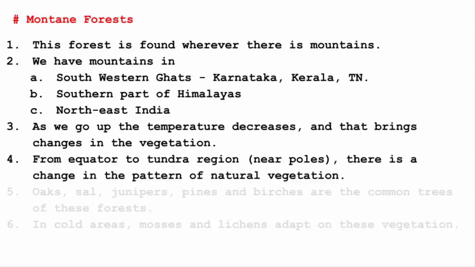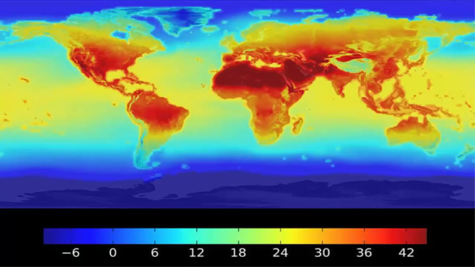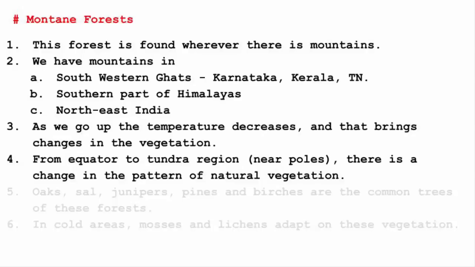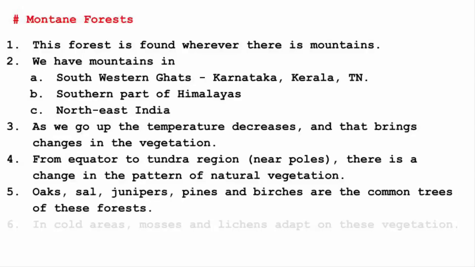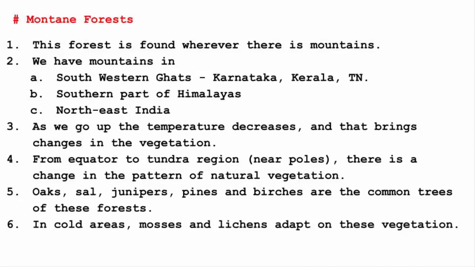Now with the similar principle, we can also see that as we move away from the equator towards the poles, that is the North Pole and the South Pole, there the temperature decreases. Therefore, there will be a change in the pattern of natural vegetation. So some of the trees that are present in these forests are oaks, sal, junipers, pines and birch. Now in the region of cold areas, that is the southern part of Himalayas near the Shivalik range, we will see mosses and lichens, they adapt on these vegetation.